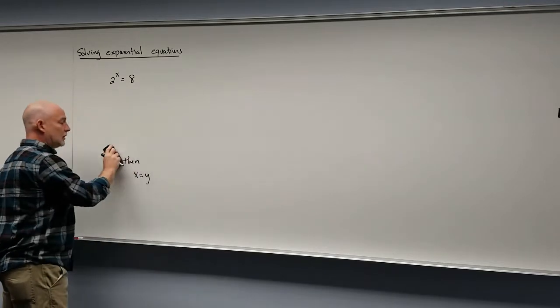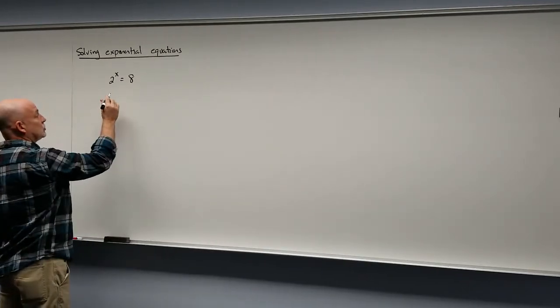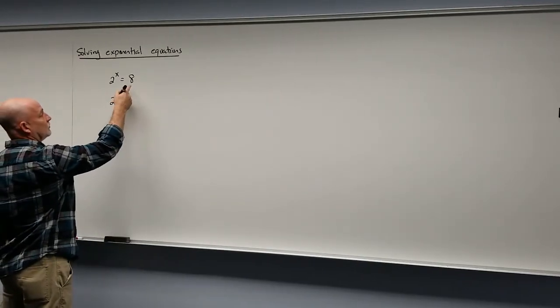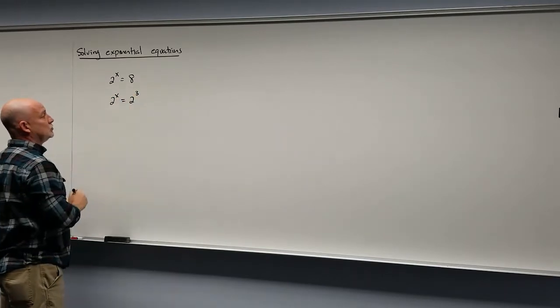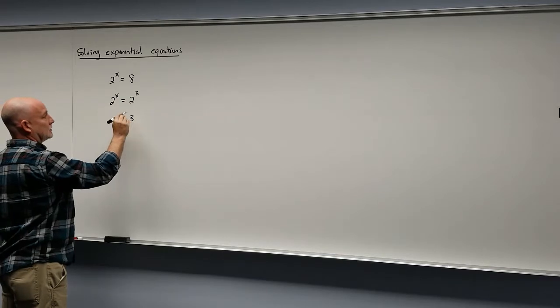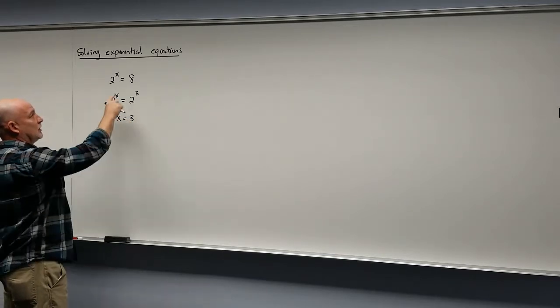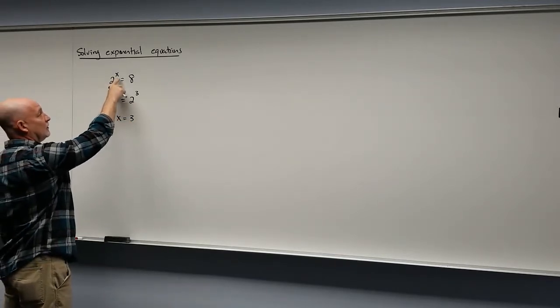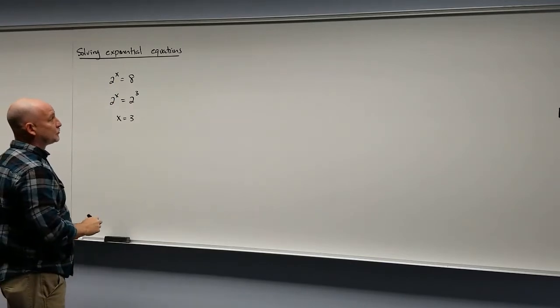So in this case, we could write both sides using 2 as the base. Of course, that already has a 2, and we can write 8 as 2 to the third. And of course, here you can see x is equal to 3, which should have been obvious from the beginning because it said 2 raised to what power is 8.